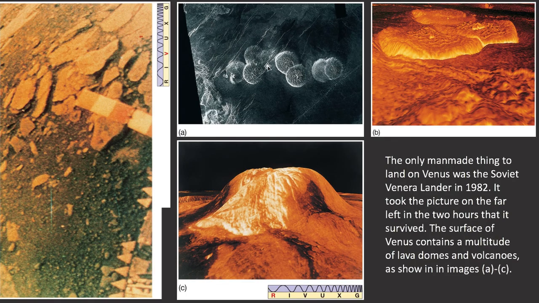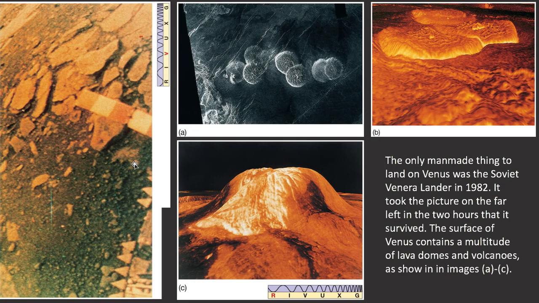Some closer up images of the surface show the results of the temperature and pressure conditions and its geologic activity. You have a lot of these lava features, lava domes, and the surface is really covered in this type of activity. There's only been one mission to successfully land something. This was the Soviets in 1982, the Venera mission.